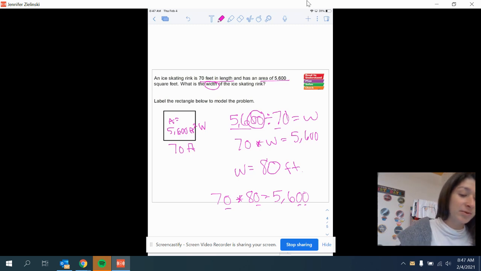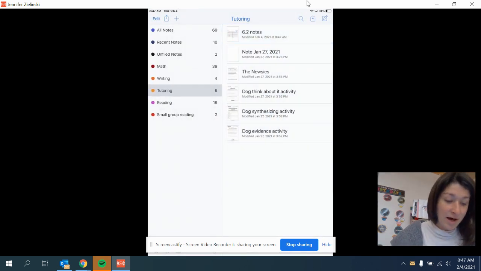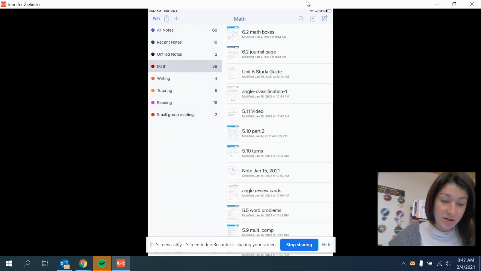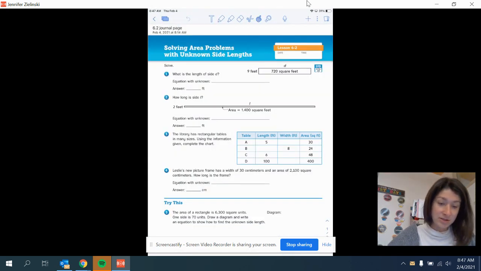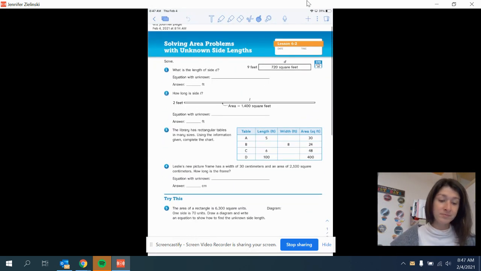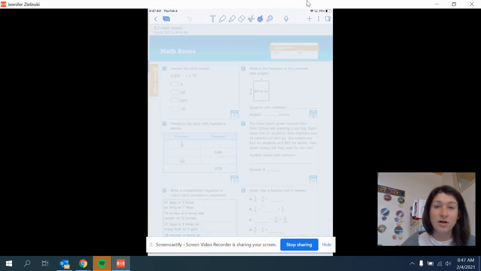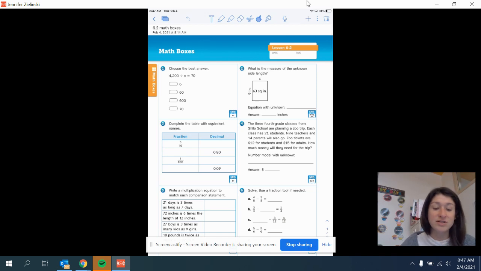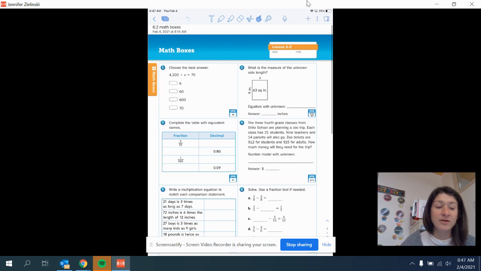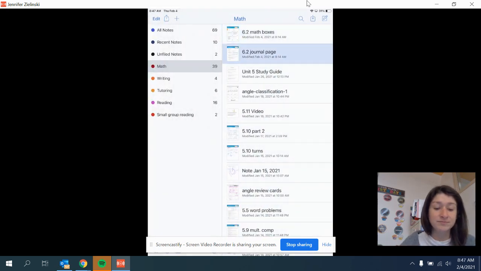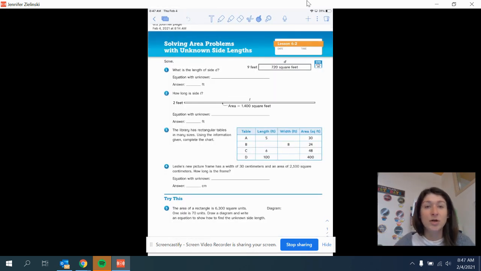And I, of course, cannot forget to label my units here. So today, you're going to be getting some practice on your journal page, journal page 193. And it's going to look something like this. So let's take a look, and we'll do number 1 together, and then you will finish up the rest of the page as well as your math boxes. And if you notice, your math boxes even has, for number 2, a very similar example to what you've been doing.